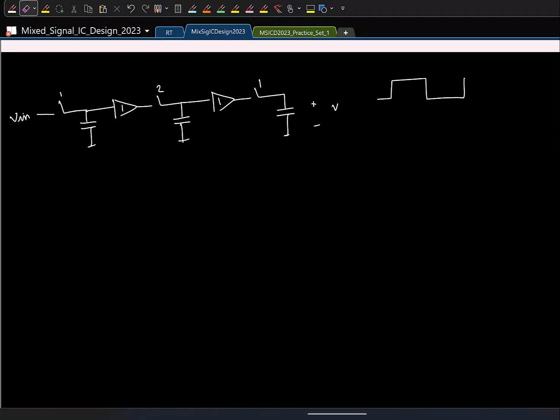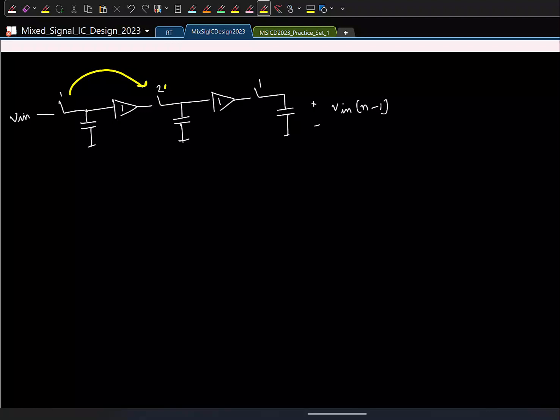So this will be what? If I were to write V in of n minus 1, that's how we write it. Basically, from here to here you have half a clock cycle of delay. Here it's 1 clock cycle of delay, right? That's all. And just because we have the buffer, no other operation is happening. Whatever signal we are sampling, we are simply reproducing it in every stage.